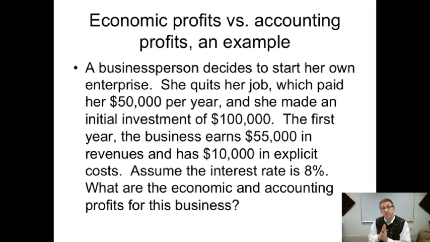So a business person decides to start her own enterprise. She quits her job. She was making $50,000 a year. She quit that, so she's not making that anymore. She made an initial investment of $100,000. The first year, the business earns $55,000 in revenue and has $10,000 in explicit costs. We're assuming an interest rate of 8% here. What I'd like you to do is pause it in about 10 seconds to determine what are the economic and accounting profits for this business. So go ahead and pause it now.